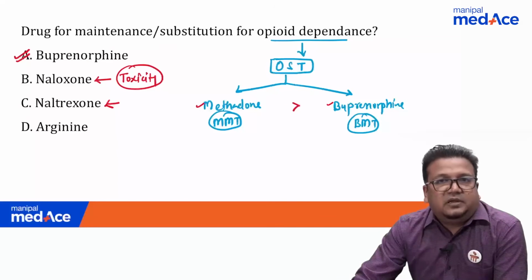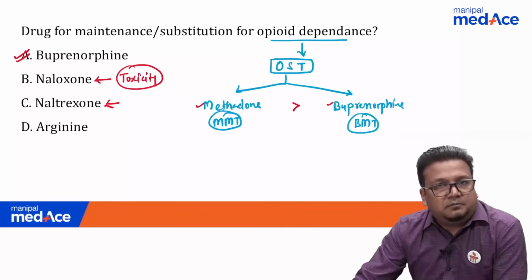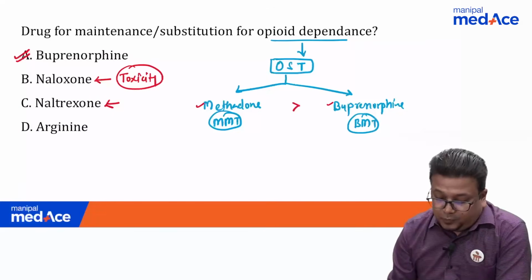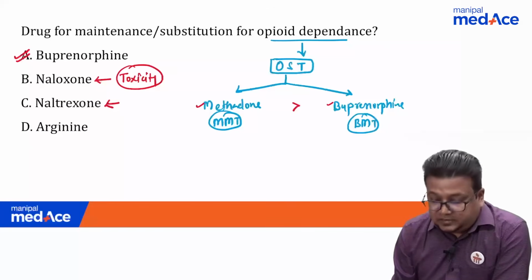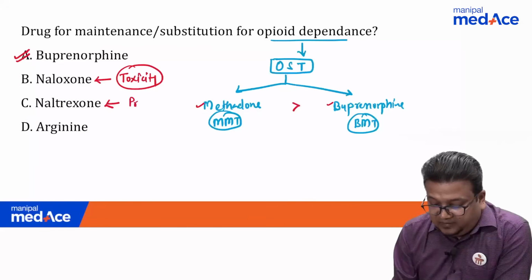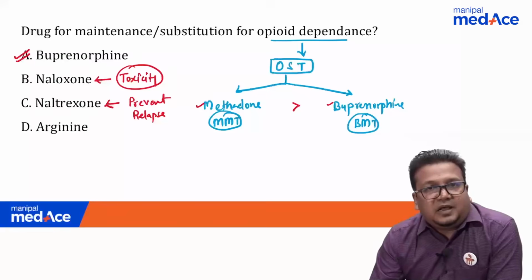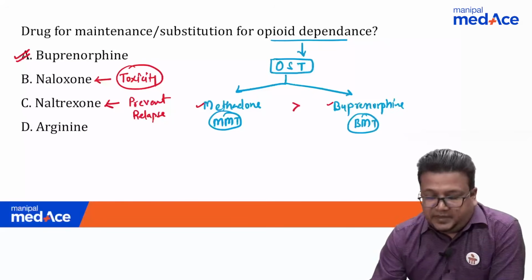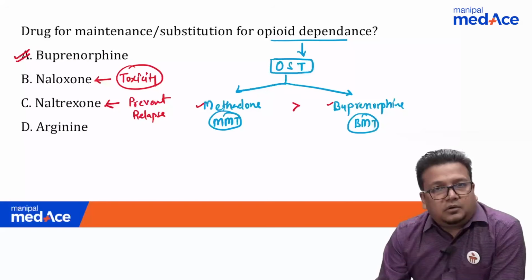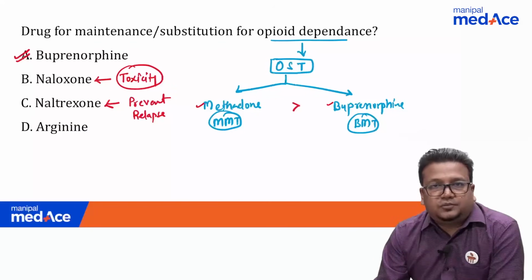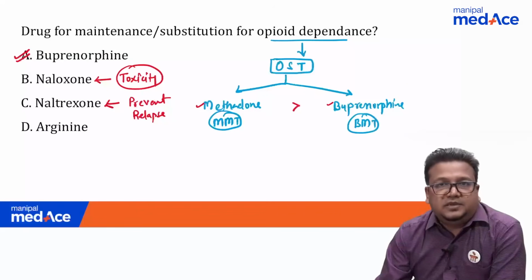So once de-addiction has been done, it is complete, the patient has stopped taking heroin or morphine, then we put the patient on oral naltrexone, and that is done to prevent relapse. So naltrexone orally is given to prevent relapse after successful de-addiction in opioid. So that is not the maintenance or substitution option for opioid dependence, so that will not be the answer here.